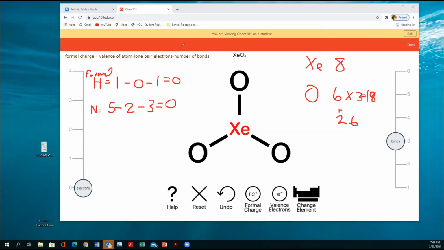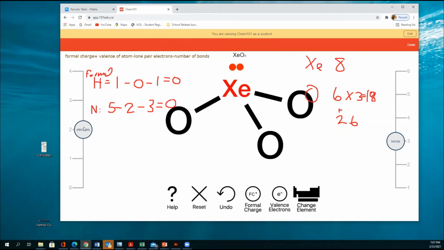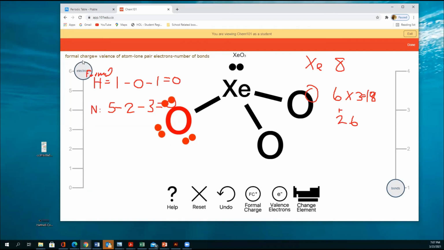Okay, so let's start putting some electrons here. I'm going to click on xenon. I know I have some extra electrons to work with, right? I know I have at least 2 there. So for this oxygen to have a complete octet, we need how many electrons around? 6, and then that's 8. Oh, that's why you move it.